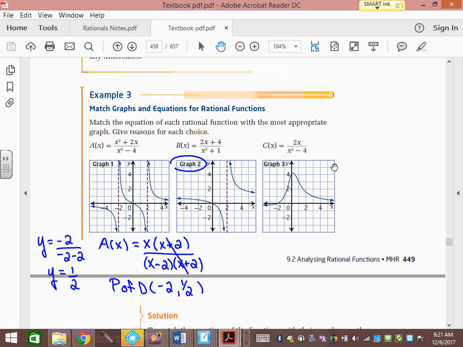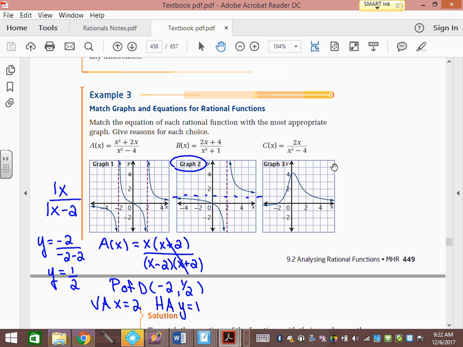Okay, graph 2 matches it, right? And then I have a vertical asymptote at x equals 2, right, because it's left over. And now I have x over x minus 2 left over, correct? So they're both the same degree, correct? So we take the leading coefficients, which is 1. So I know I have a horizontal asymptote at y equals 1. So here's my horizontal asymptote at y equals 1. Vertical asymptote at 2. Point discontinuity at -2.5. We agree?